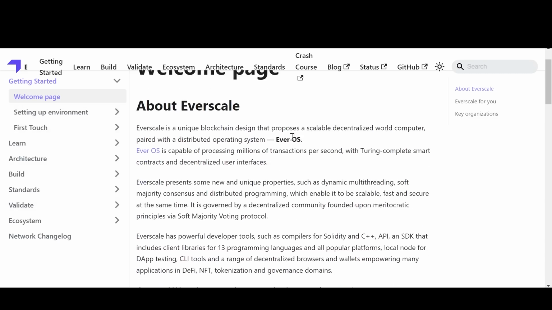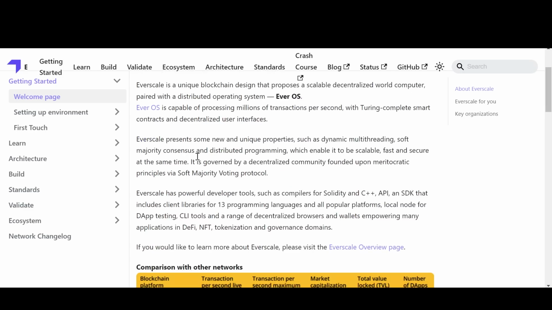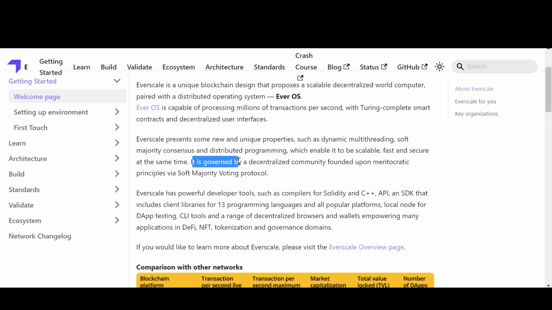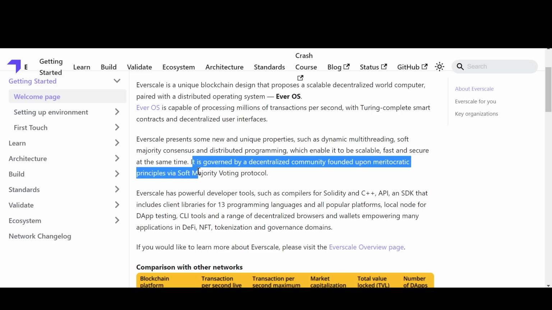As it says, Everscale is a unique blockchain design that proposes a scalable decentralized world computer paired with a distributed operating system, EverOS. EverOS is capable of processing millions of transactions per second with Turing-complete smart contracts and decentralized user interfaces. Everscale presents some new and unique properties, such as dynamic multithreading, soft majority consensus, and distributed programming, which enable it to be scalable, fast, and secure at the same time. It is governed by a decentralized community founded upon meritocratic principles via a soft majority voting protocol.